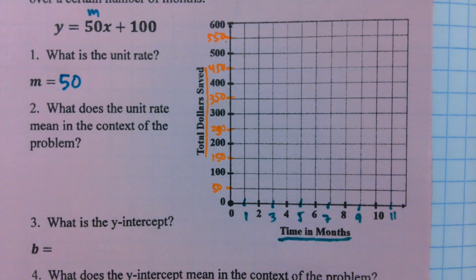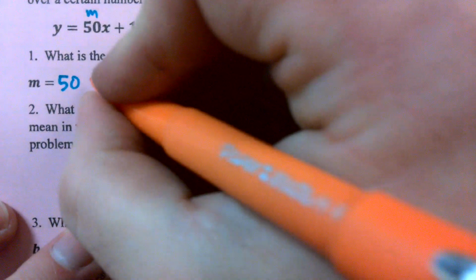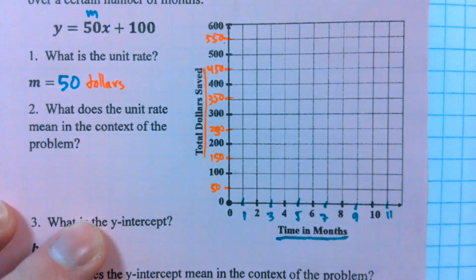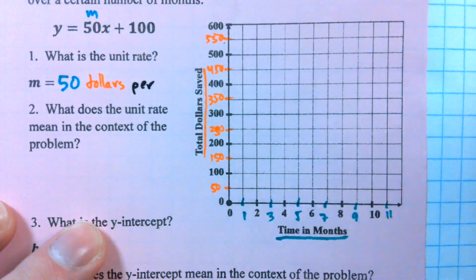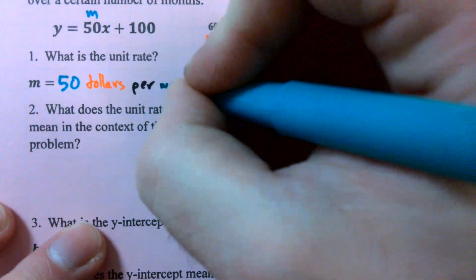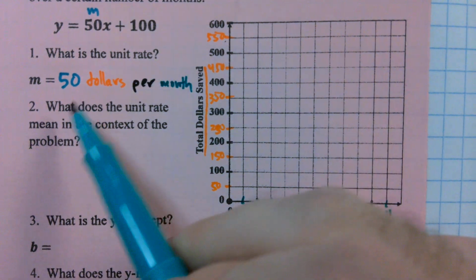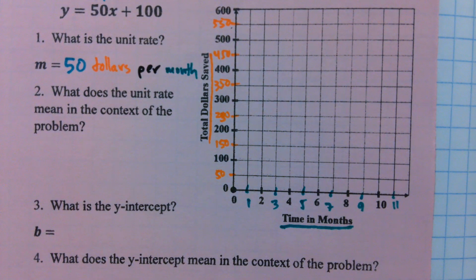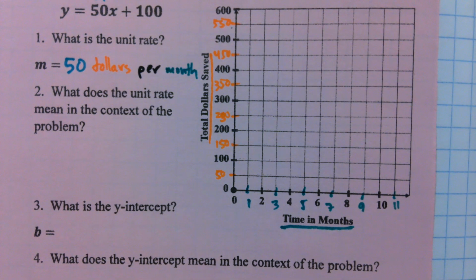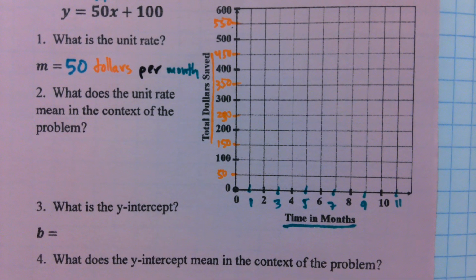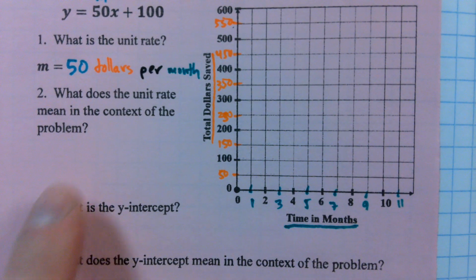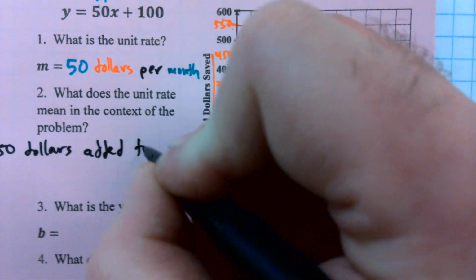What does that 50 represent, though? $50 per what? Month. Per month. Again, we're comparing two quantities: the amount of dollars saved in a certain number of months. So my unit rate here is $50 per month. That's what I'm depositing every single month into my account. That's what this unit rate represents. Okay, $50 added to the account each month.